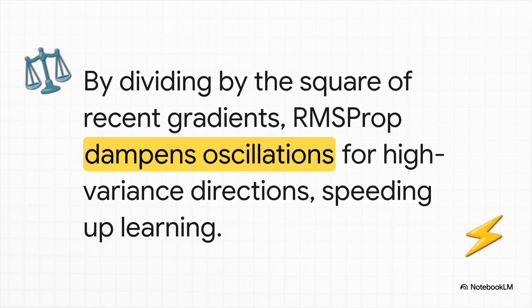Well, the update rule basically divides the learning rate by a running average of how steep the slope has been recently. So if the slope has been really steep and bouncy, that number on the bottom gets bigger, which makes the step size smaller. If the slope has been gentle and consistent, that bottom number gets smaller, making the step size bigger. It's totally adaptive.